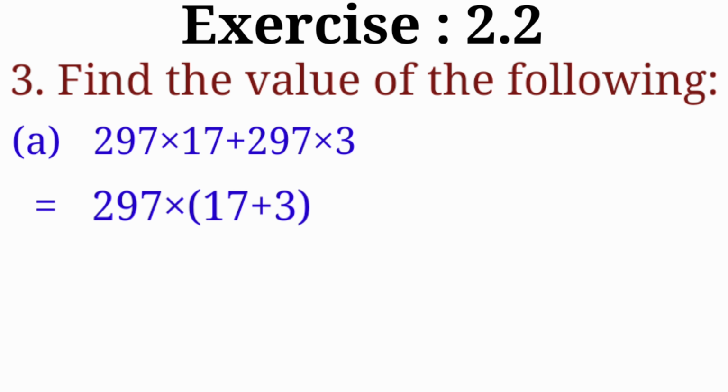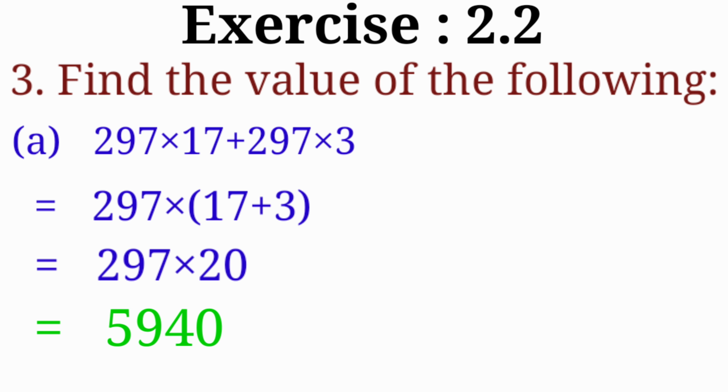So according to BODMAS, now we'll solve the bracket first. 297 remains like this. 17 plus 3 is 20. Now we have only two terms. 297 into 20 will get 5940. So clear, students, whenever we have any common term between the numbers, we take it as common outside the bracket, and the rest of the terms will go inside the bracket.